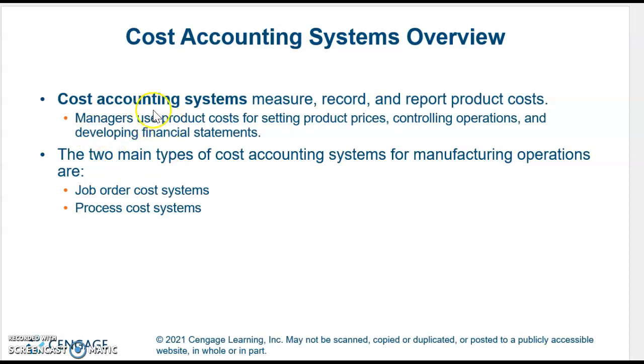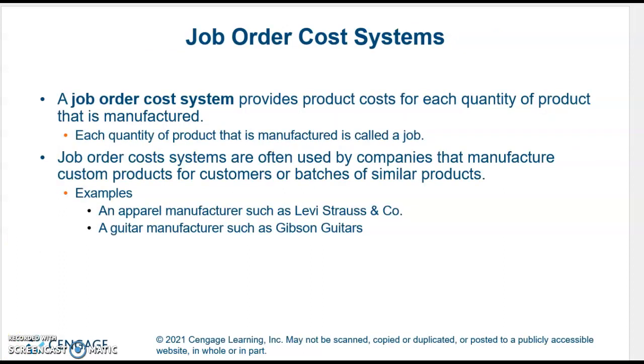So the definition for cost accounting systems is that it measures, records, and reports product cost. And we use these costs to set product prices, control operations, and develop our financial statements. So the first method, which is this chapter, is called the job order costing system. And what it does is it accumulates costs by job. A job is just the production of a unique product or a specialized service. It may be one unit or it may be a batch of units.